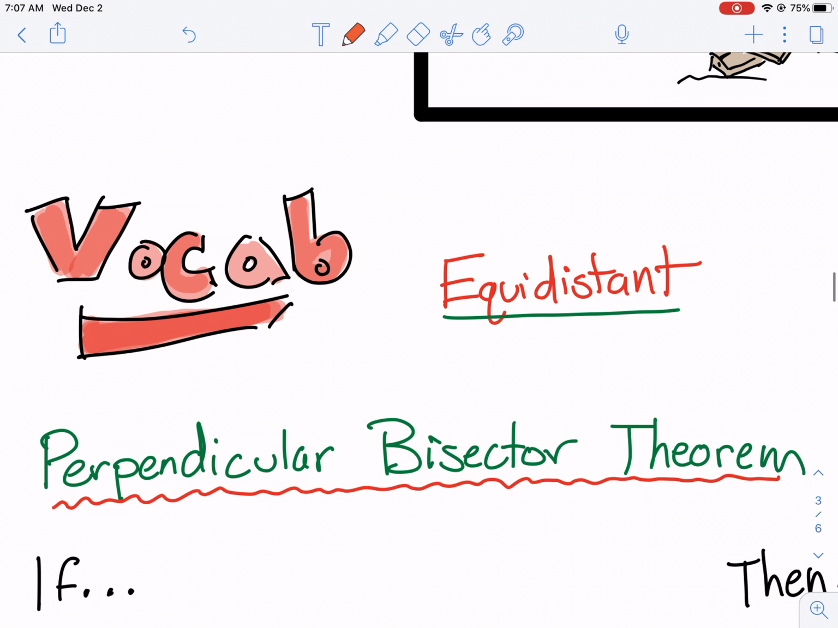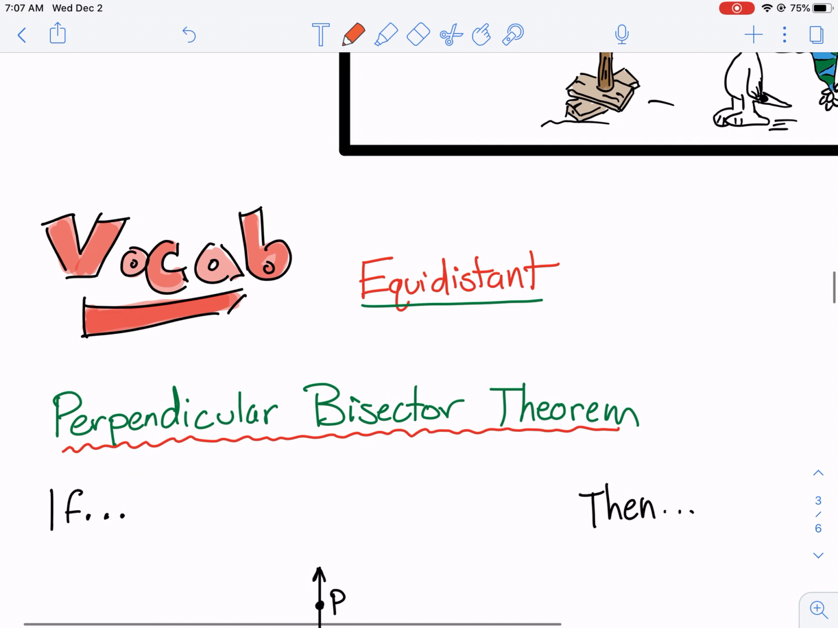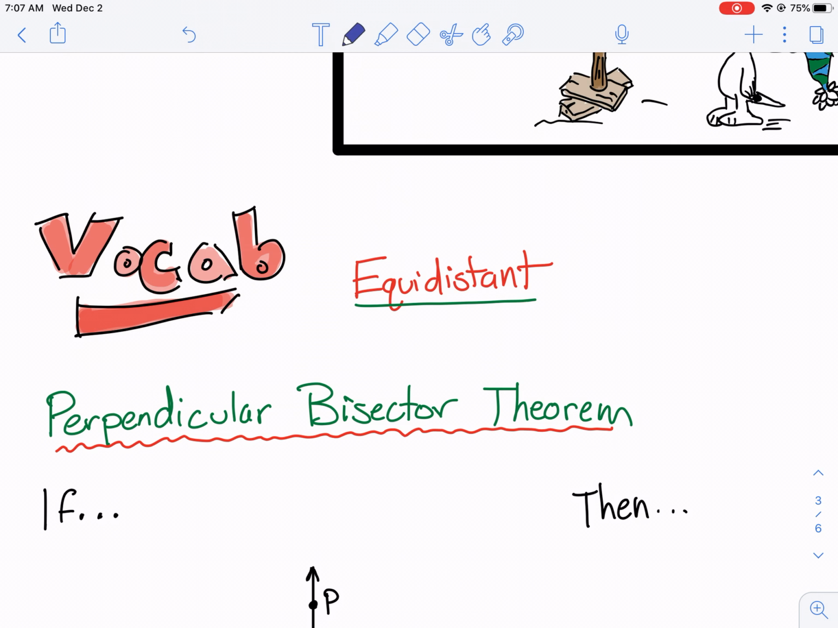I wish I had a cool little sound that played whenever I say vocab. I have flashbacks to Bill Nye the Science Guy. We all love him.